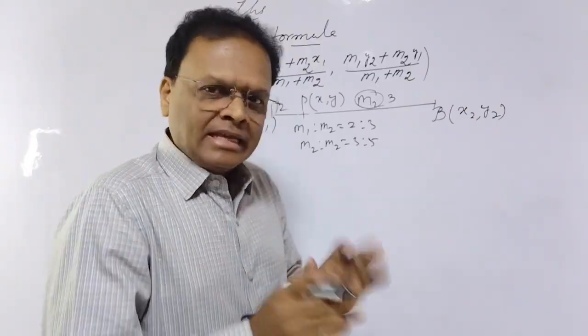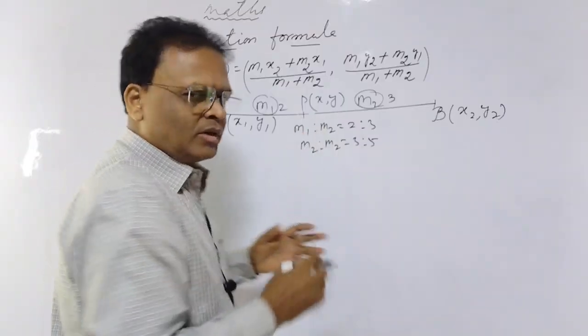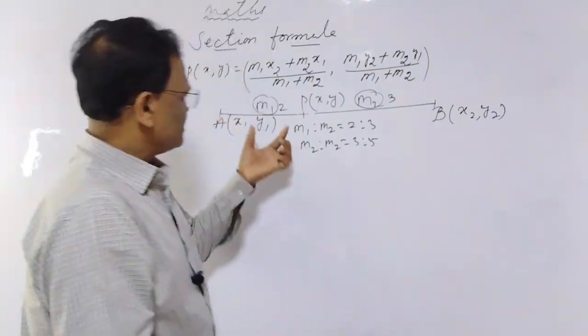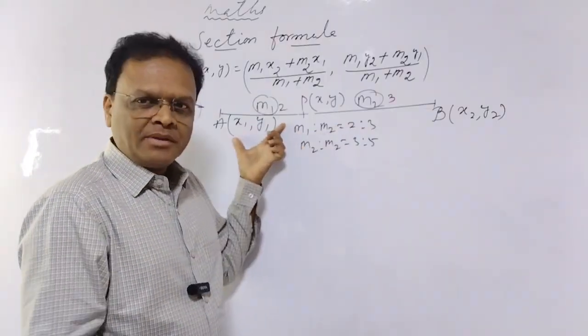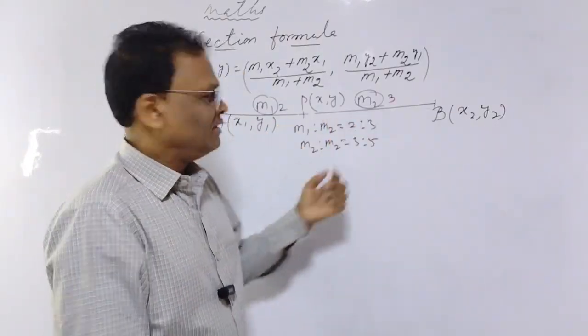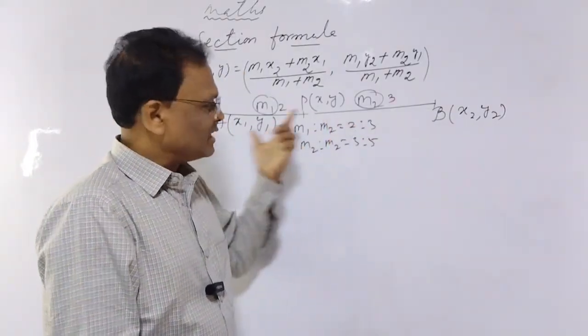Now the line segment may be divided equally or unequally. That means this part may be 2 and this part may be 3. The first part may be 3 and the second part may be 5. The first part may be 5 and the second part may be 5.